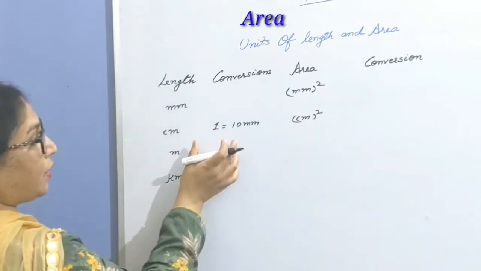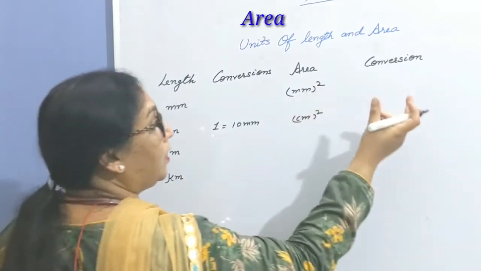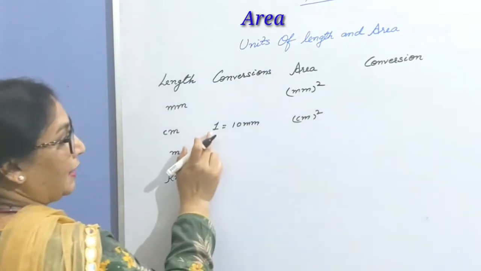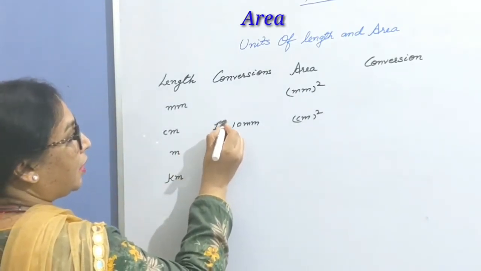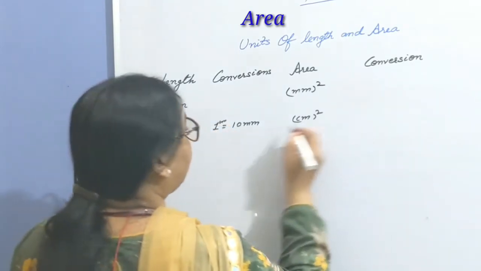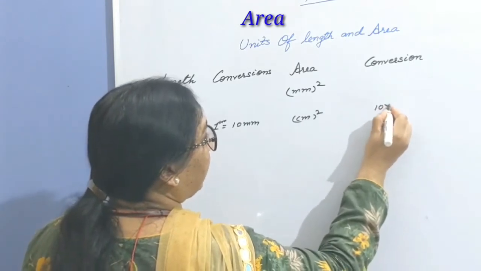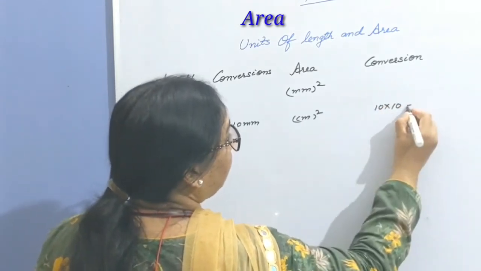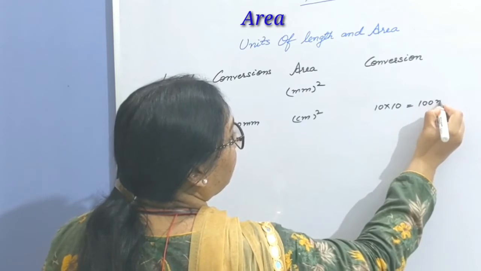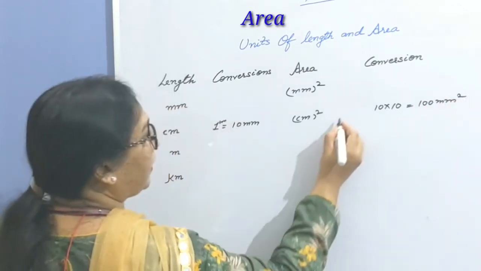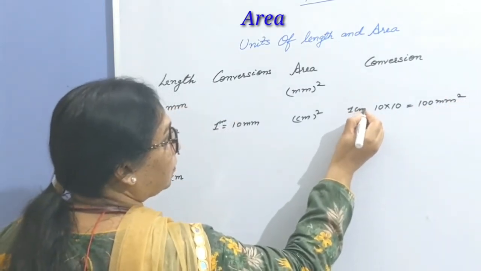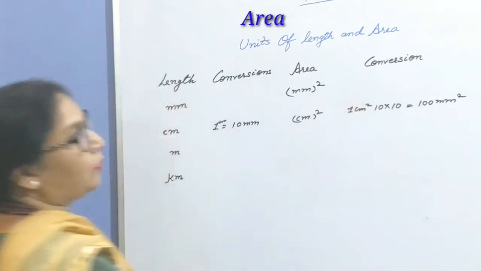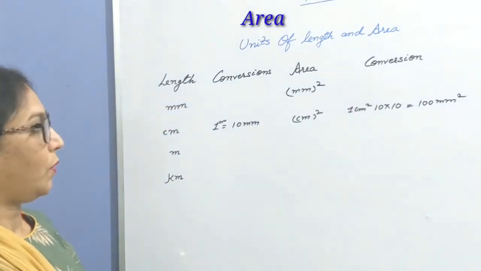Now if you are asked to convert centimeter square into millimeter square, as 1 centimeter equals 10 millimeter, it becomes 10 into 10, how many millimeter? 100 millimeter square. This is how we can convert 1 centimeter square as 100 millimeter square.